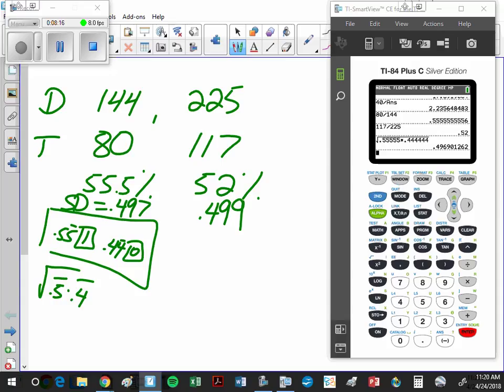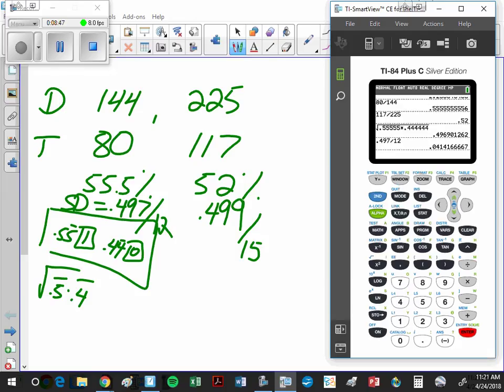Okay, now what do I need? SEP, so that I can create an SE difference. So the SEP is going to be this divided by 12 and this divided by 15. So I'm going to take 0.497 and divide it by 12, which is 4.14%.